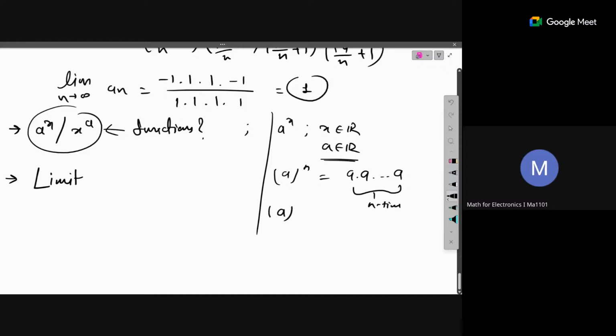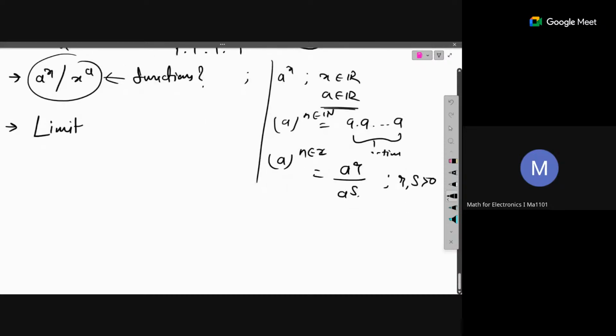Similarly, if n belongs to the integers, here n belongs to natural numbers, here n belongs to integers, then we can decompose it into something like m into a to the power minus k type, right? Because there m will be positive and k will be a negative thing. So ultimately, what is the meaning? That if n belongs to integers also, there also we have a sense that it is nothing but a to the power r upon a to the power s type of thing, where both r and s are positive numbers, correct? So we can define a to the power n for natural numbers and integers also.